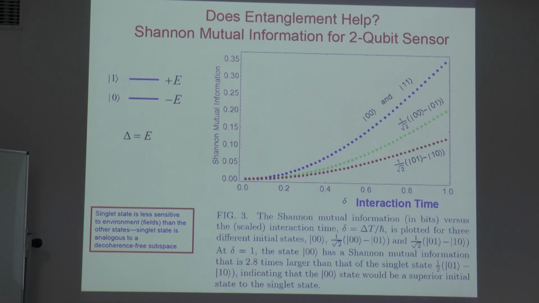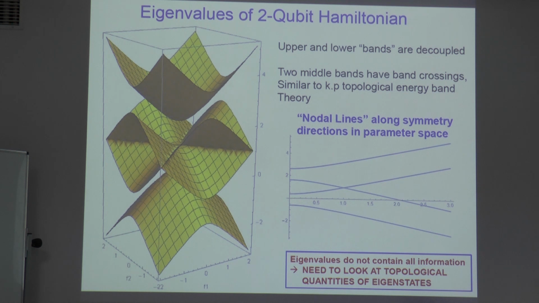But I think that it may depend on the type of interaction between the qubits. I don't know. So, okay, you can plot the eigenvalues of the 2-qubit Hamiltonian, and it looks kind of like this. This is the energy on the z-axis, and the eigenvalues I'm plotting versus the coupling constants.